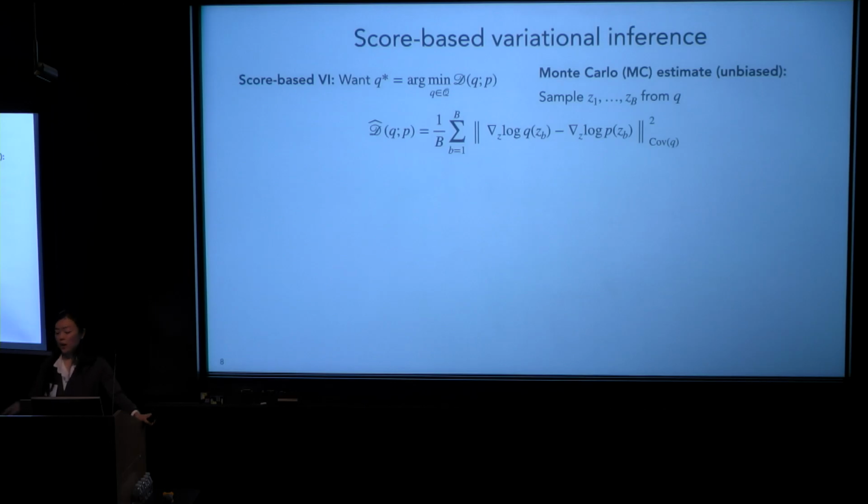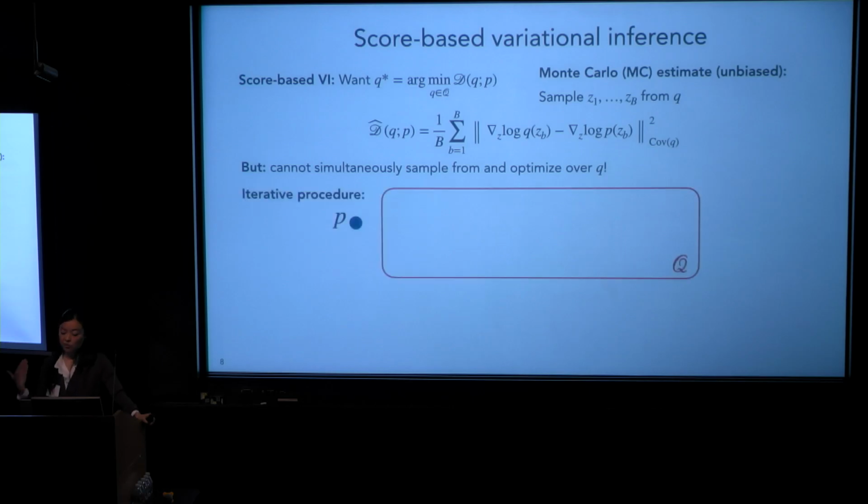Suppose we're trying to minimize this divergence, and we can't compute the expectation, but we can take samples to compute a Monte Carlo estimate. So it has the following form. The issue is that we're now trying to optimize and sample from the same distribution, which is something we can't simultaneously do. So we need a way of decoupling them. So what we'll instead do is formulate this iterative procedure where we start at some initial variational distribution and we try to get closer and closer to our target.